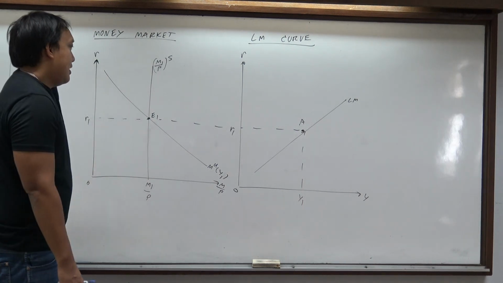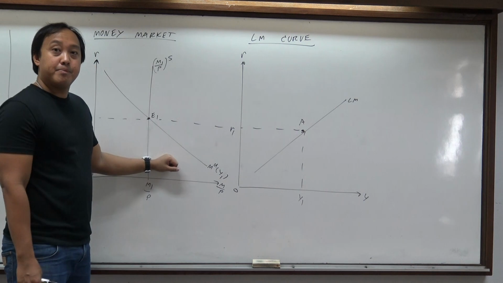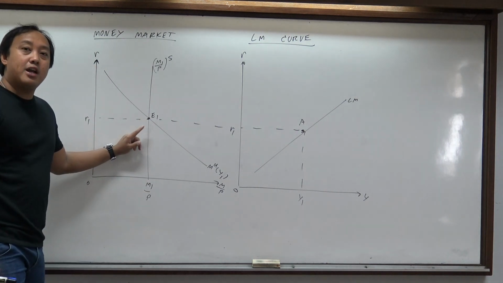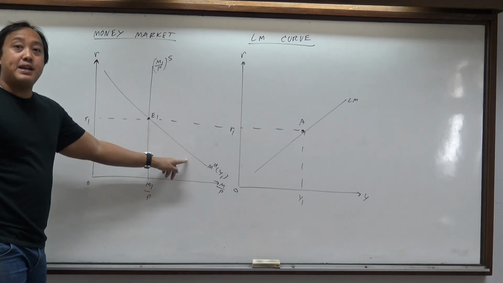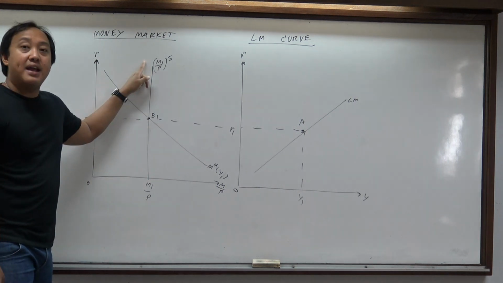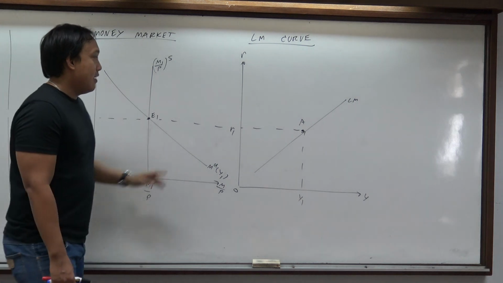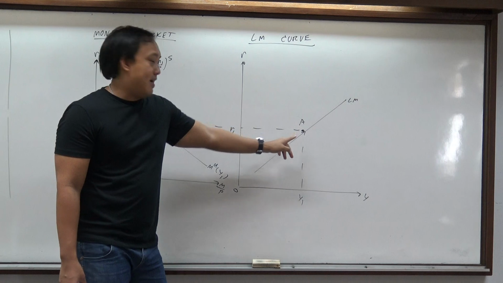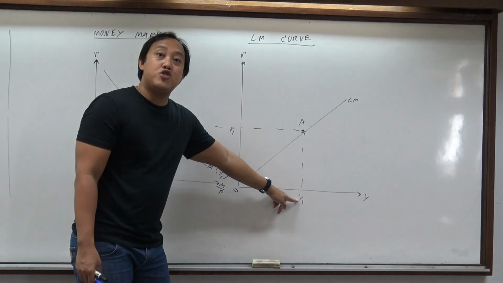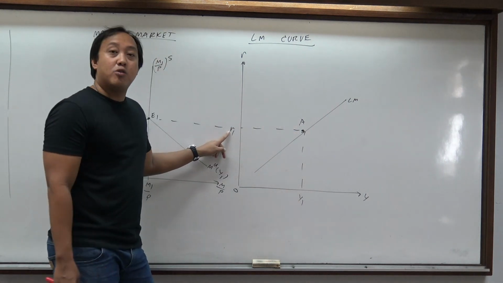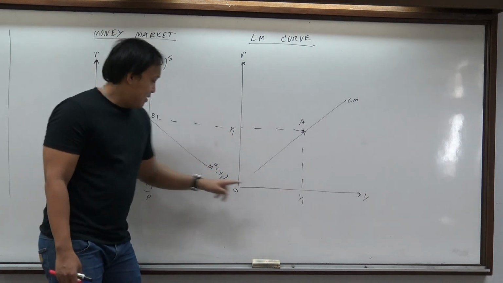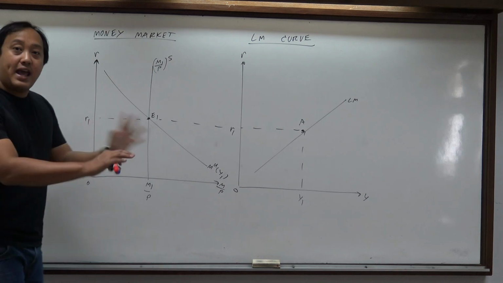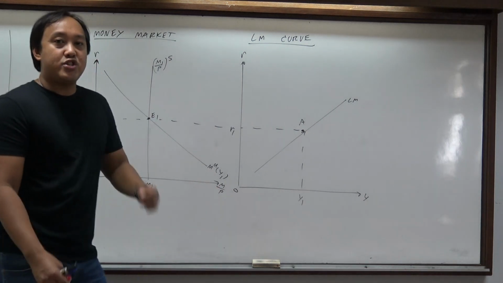Then let's see. This is the starting point, equilibrium 1, E1, where money demand intersects with money supply. Here I link E1 to point A on the LM curve. This is Y1, the GDP, and the real interest rate equal to R1. Y1 in the IS-LM graph and R1 in the money market are the same. Two graphs linked to each other.